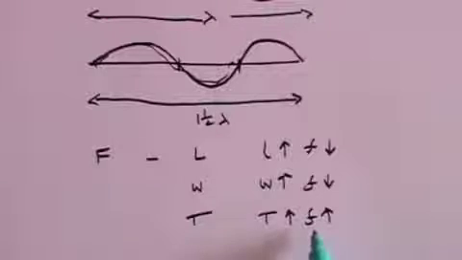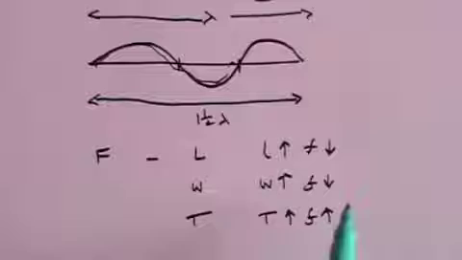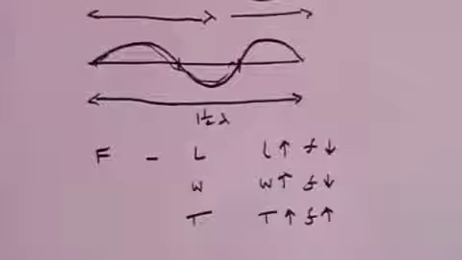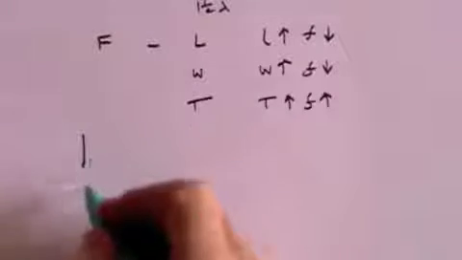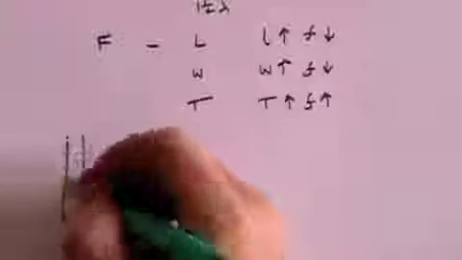The more you tighten the string, the greater the frequency, the higher the note. We now turn to diffraction. Diffraction happens when you pass waves through a narrow slit.